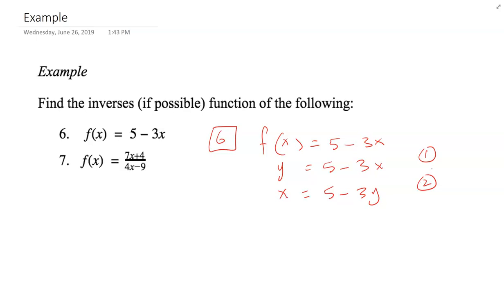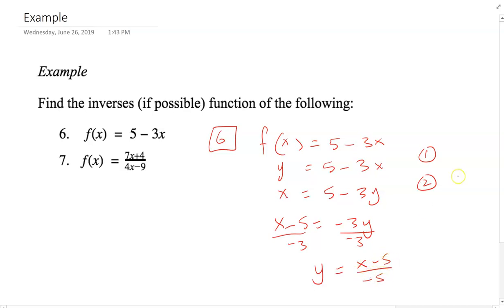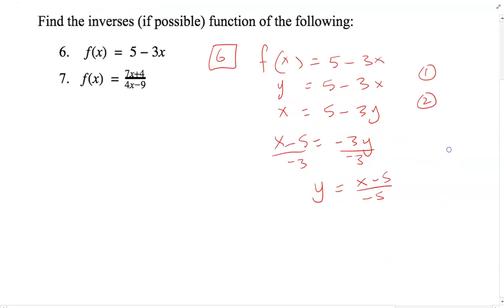So what we have now is that x minus 5 is equal to negative 3y, and then divide both sides by negative 3, and then y will be equal to x minus 5 over negative 3. And finally, you replace your y with f inverse of x, so f inverse of x is equal to x minus 5 over negative 3.